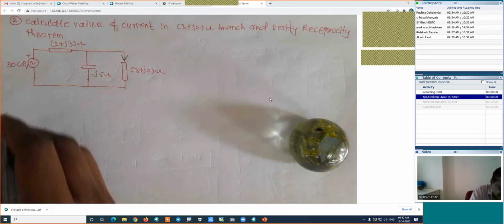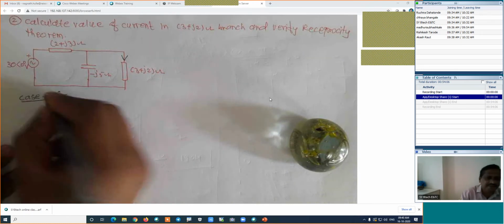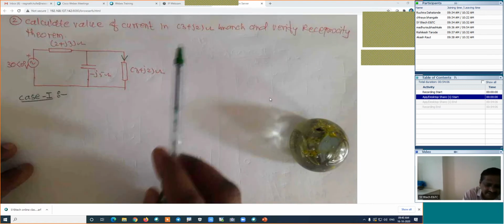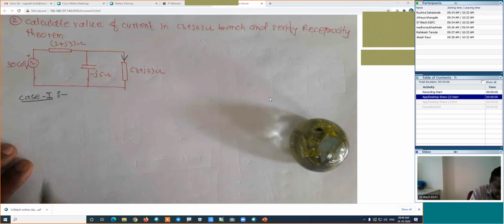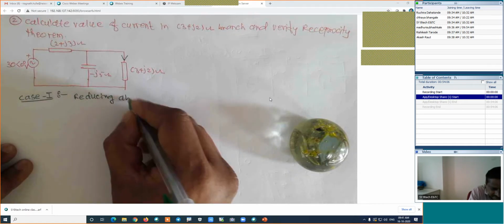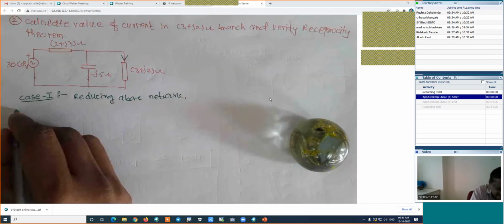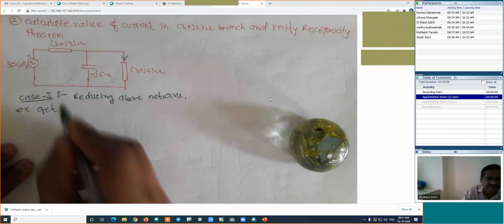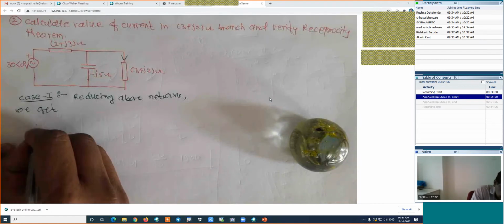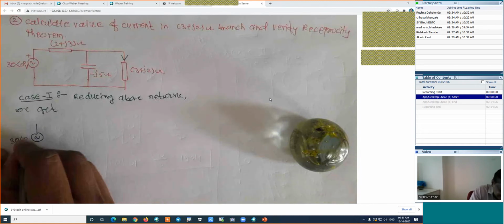I will consider case 1. In this case, we will reduce this network and calculate the current in the 3 plus J2 ohm impedance. Case 1, reducing the above network, we get, we will reduce this network first and then calculate the current. Is it right? This figure will be something like this, because we are interested in the calculation of the current. Use any method, I am using the reduction method here.